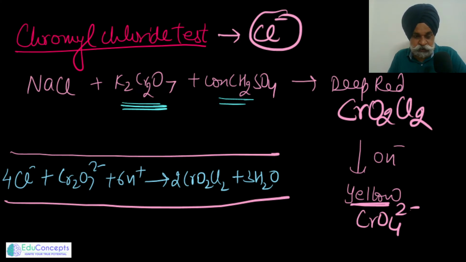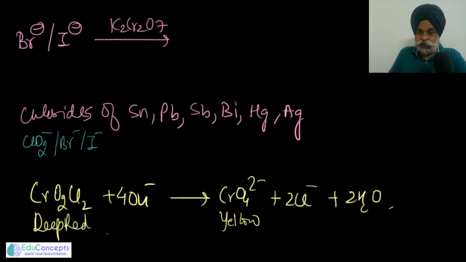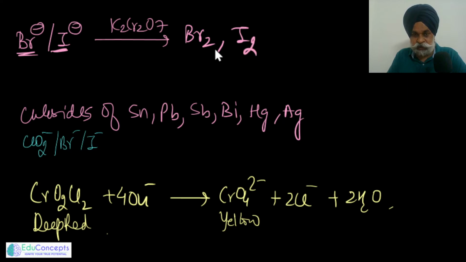Now here you need to understand 2-3 more things: in the chromyl chloride test, bromide and iodide do interfere, but these would get changed into bromine and iodine, because these are fairly good reducing agents.